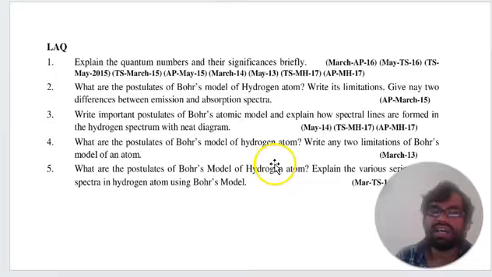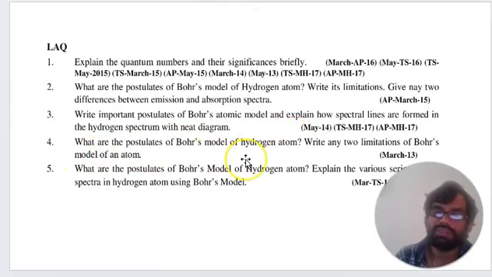Now we can see the very short answer questions, especially in atomic structure. The first question is: explain the quantum numbers and their significance briefly. Second question: what are the postulates of Bohr's model of hydrogen atom, and the limitations; they also ask what is the difference between emission and absorption spectrum. And the third question: important postulates of Bohr's atomic model, explain the use of the hydrogen spectrum with a neat diagram. That is the compulsory question.